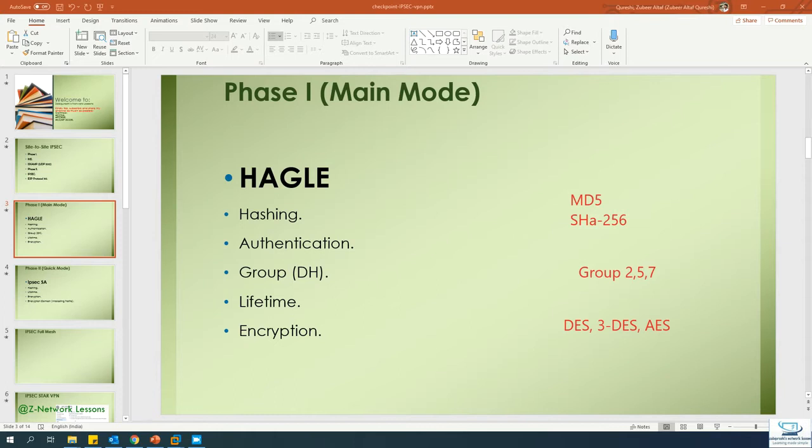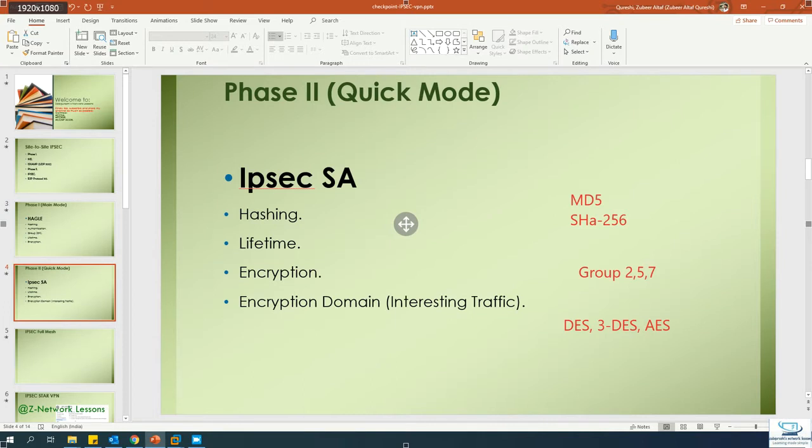And next, let's move to phase 2. Phase 2 is also called your IPSec security association. In phase 2, you have hashing, and you have the same options, MD5, SHA, and lifetime. In Cisco we will see the default is 1 hour. And for encryption, again you have DES, 3DES, and all those options.